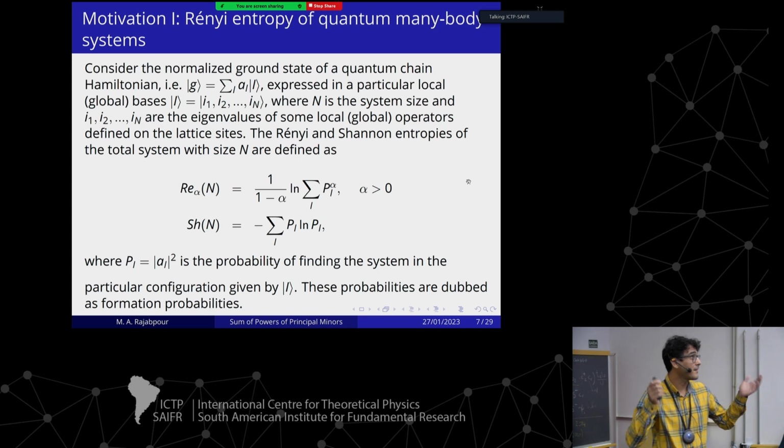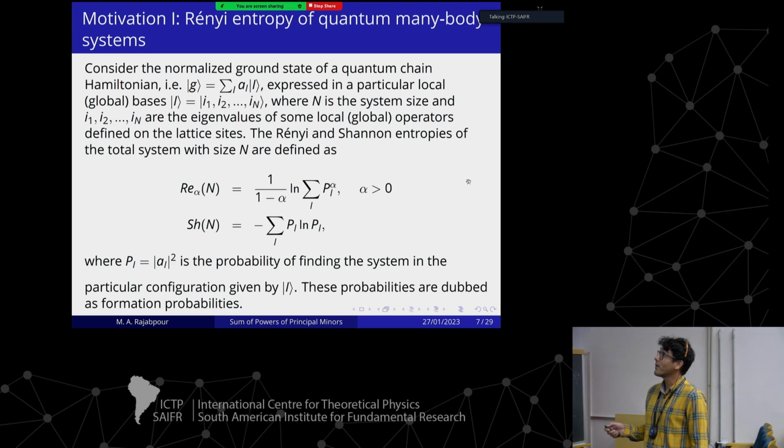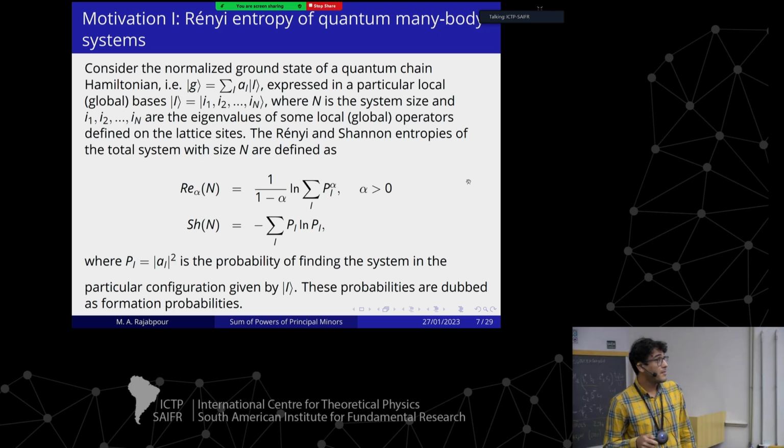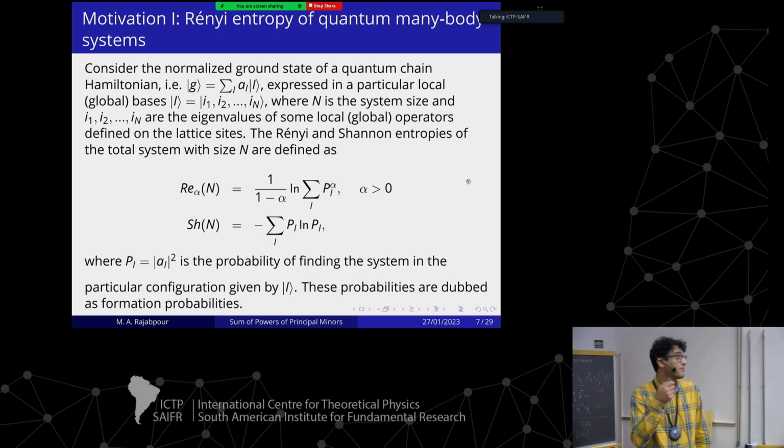You have a ground state, and then you just take the probability of each of these configurations, and then you just calculate this. So basically, this is just the diagonal elements of the density matrix written in a local basis, or a basis that you are interested in. So very simple.